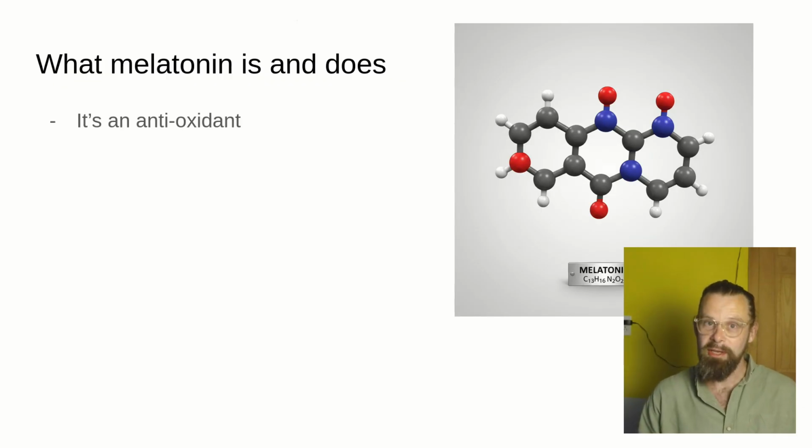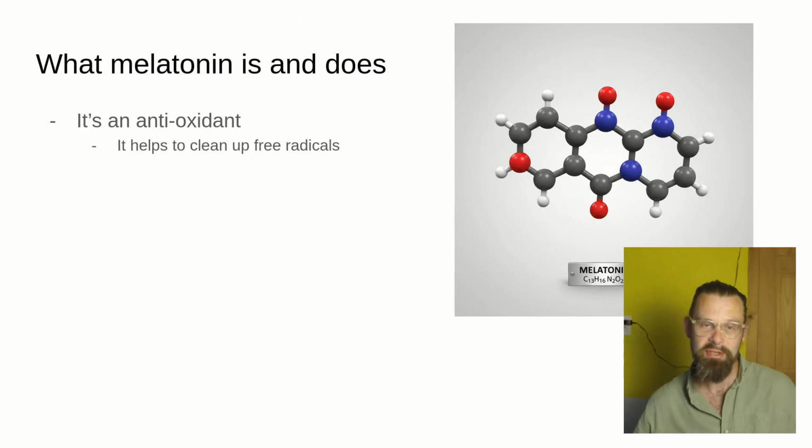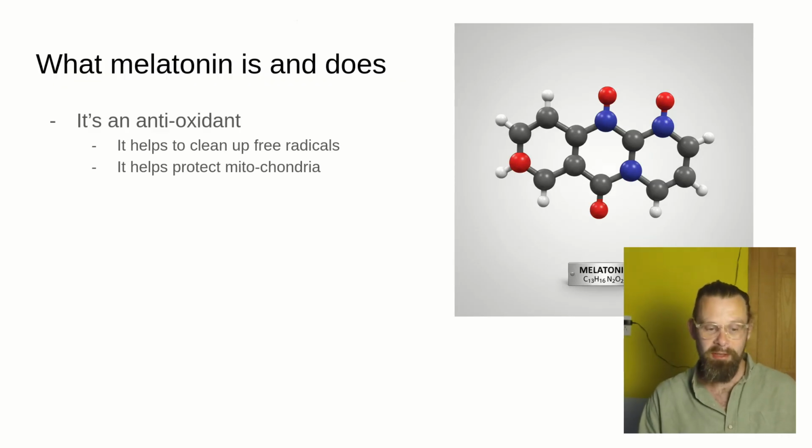Now melatonin is an antioxidant, so this name implies that it's against oxidization, and oxidization can usually lead to free radicals, and melatonin helps to clean that up. A free radical is a molecule that's unstable and can cause damage to cells, so you do not want free radicals around in your system. It also helps to protect mitochondria, which are like the factory inside of a cell.